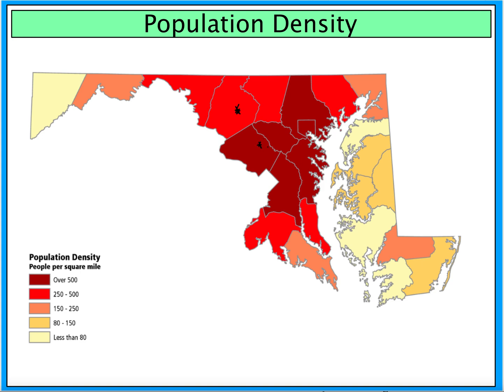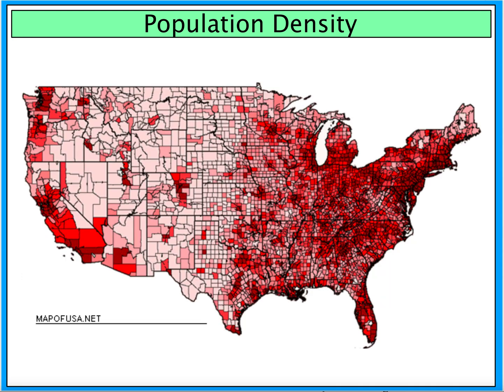So you can see Montgomery County is much more densely populated. They have over 500 people per square mile. See, over 500. Whereas where I live up in Frederick County, average is 250 to 500. So yeah, you can kind of see that relationship. There's more populated places of Frederick, like downtown Frederick, and some places as you get closer to the smaller cities in Frederick. But all right, and this is the United States.